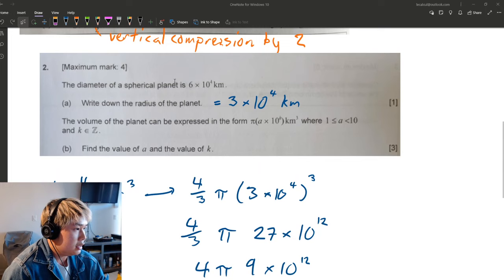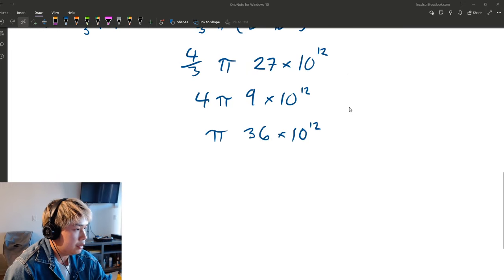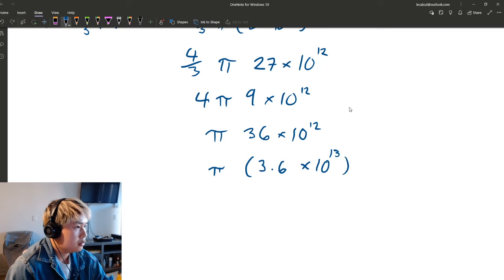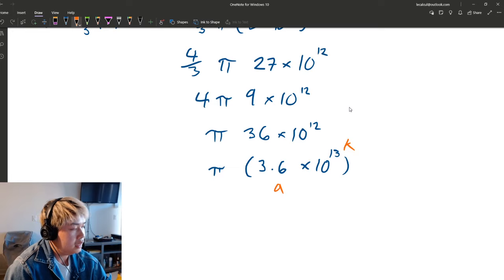If you look at the question, the value of A needs to be between 1 and 10, which means that what we should do is change this to a decimal form and then rewrite the scientific notation as 10 to the power of 13. So I guess this is A, and then here's K. That doesn't seem so bad.